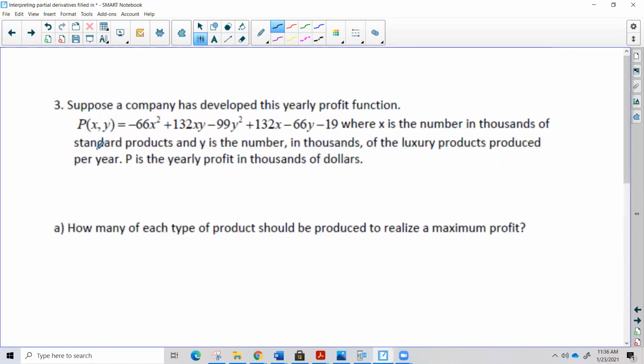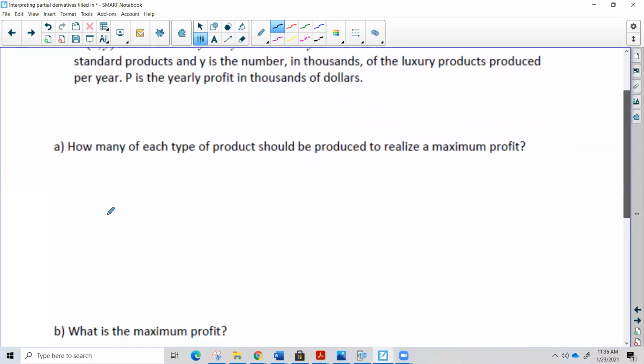So it says, suppose a company has developed this yearly profit function, P of X, Y. X is the number in thousands of standard products. Y is the number in thousands of the luxury products produced per year. P is the yearly profit in thousands of dollars. A says how many of each type of product should be produced to realize a maximum profit.